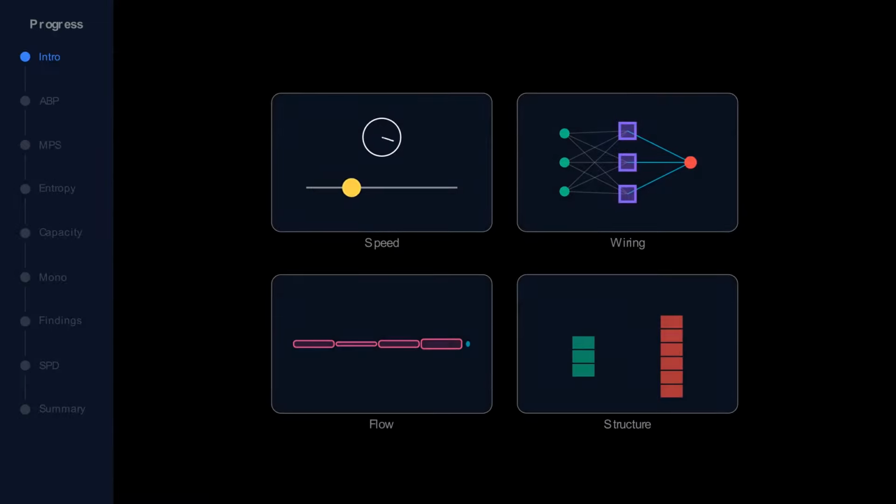Welcome to a story about the shape of computation. Not just how fast can we solve a problem, but something deeper. How much structure does a computation need just to exist? You can think about computation as speed, wiring, flow, or architecture, but all of these pictures are secretly about shape, how much structure you need just to make the computation exist.